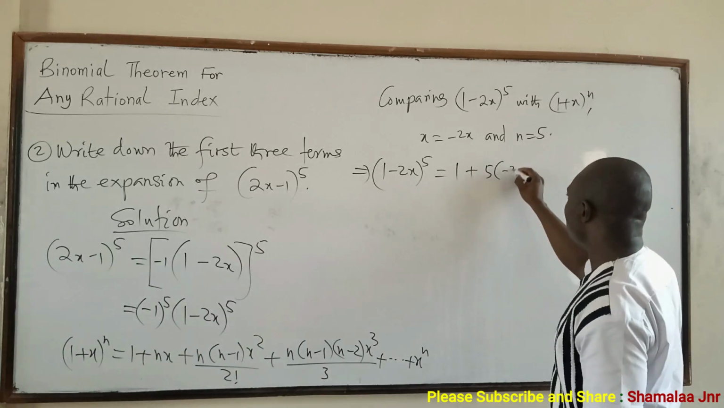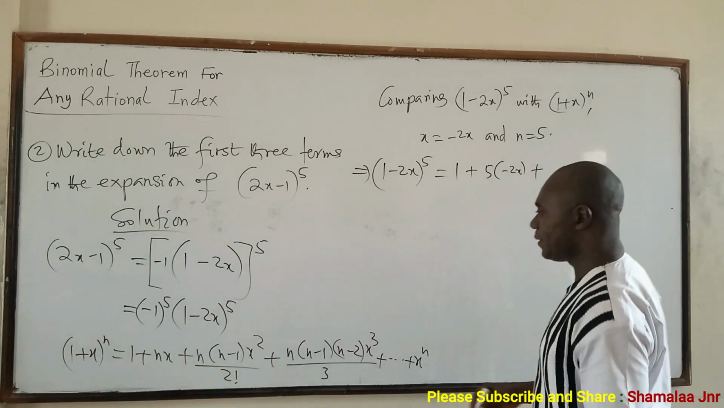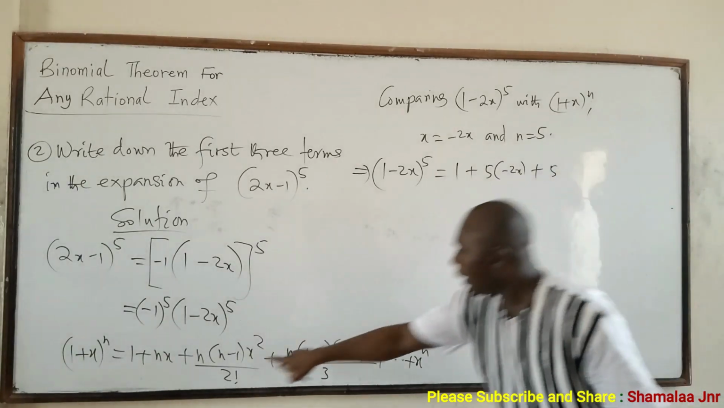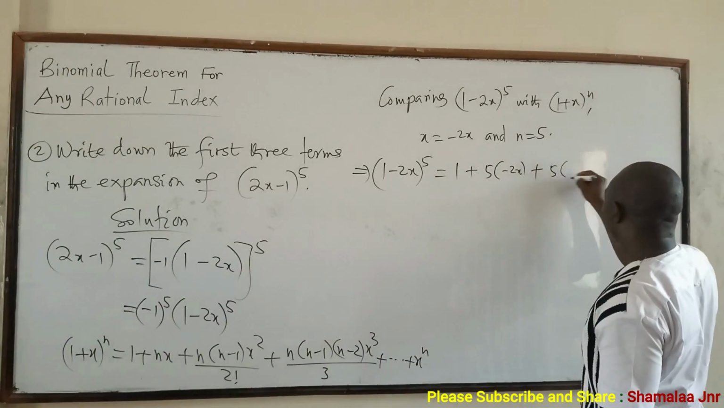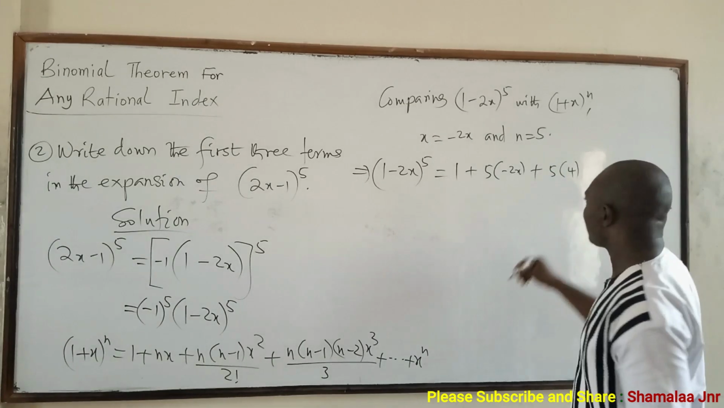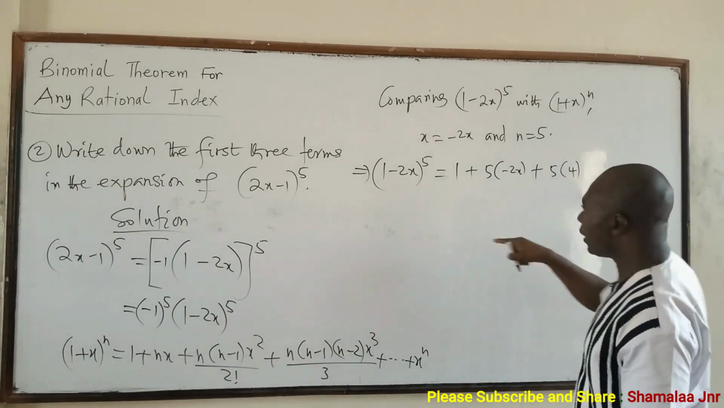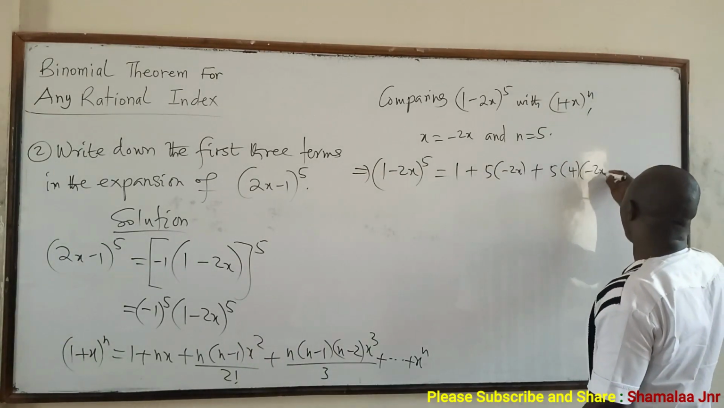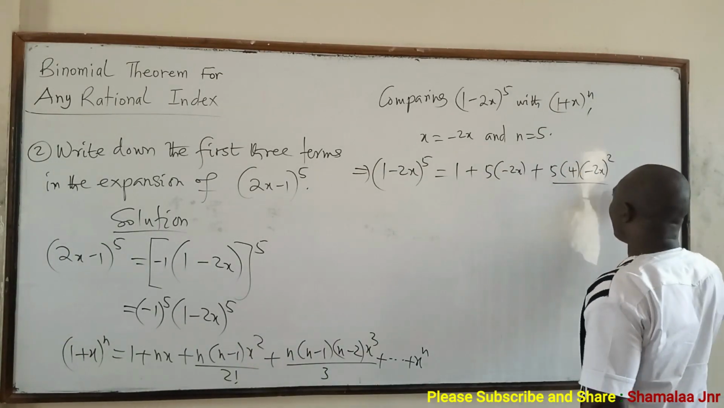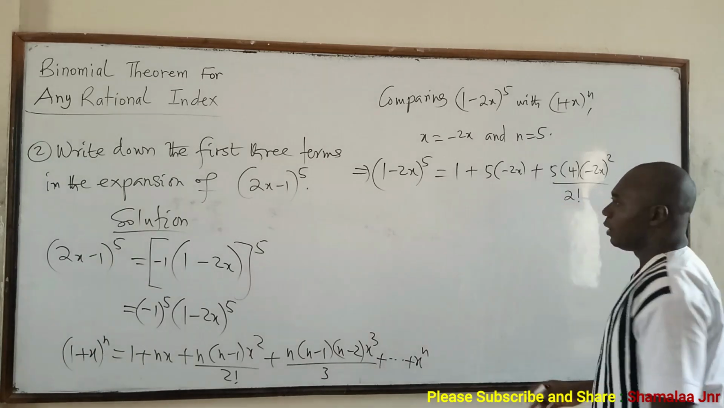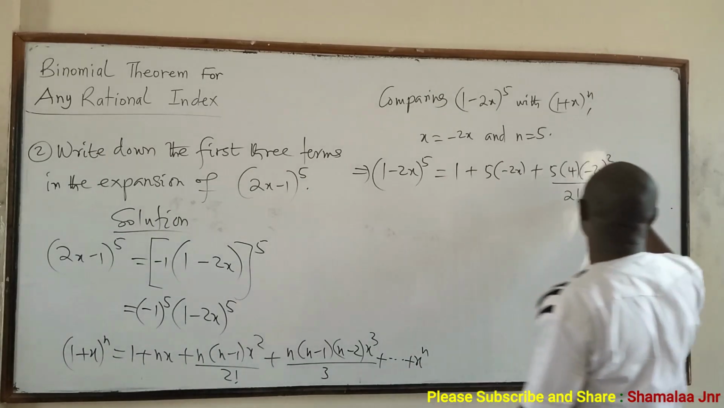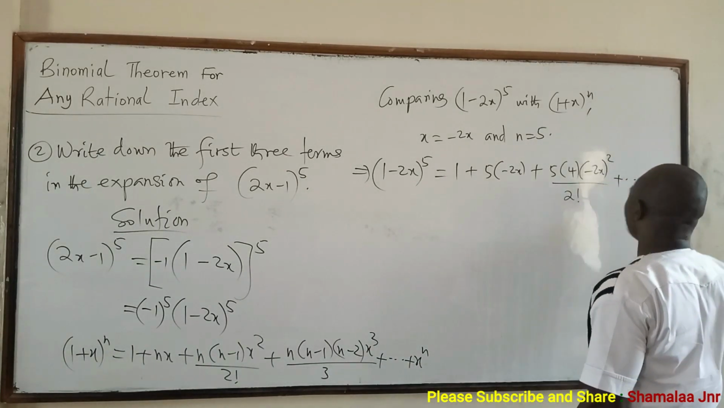So this is -2x, plus n. Our n is 5. n minus 1, so n minus 1 will be 4, times x squared. But don't forget that x is what? -2x. So it's going to be (-2x) all squared over 2 factorial. And you were asked to write down the first 3 terms. So we can end here, plus and so on.